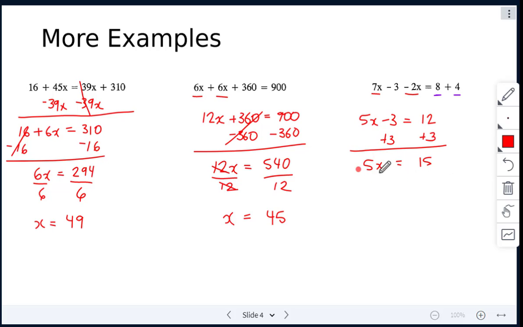So now 5x, we do the opposite there of multiplying. We're going to divide by 5, and we have to do it to the other side. We have to divide by 5. So that leaves me with x is equal to 15 divided by 5, which is 3.